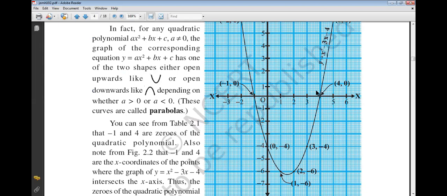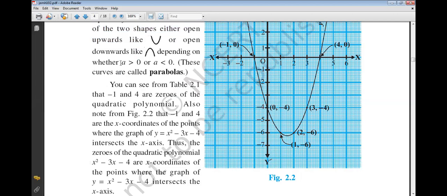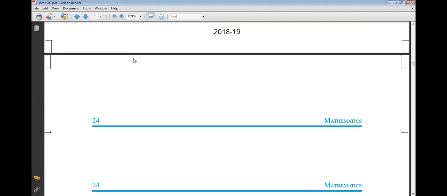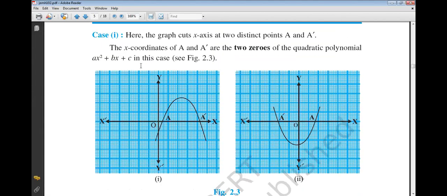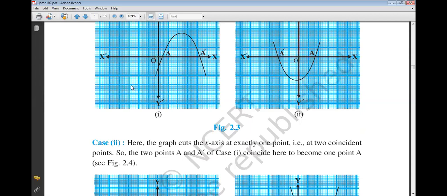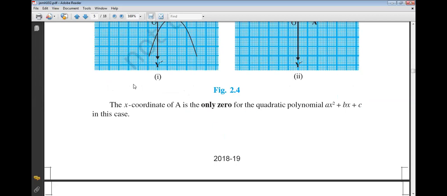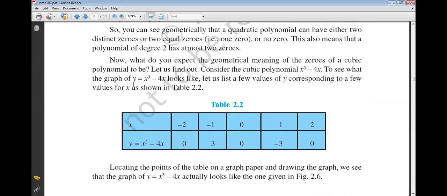Then we studied about this graph. This is for a quadratic polynomial. It has how many zeros? 2. And you can see that y is equal to ax square plus bx plus c can be one of two shapes, either open upwards or downwards, depending upon a, that is the coefficient of x square. So this was the part which we studied. Then these are the different cases which we can see. Based on it, geometrically we can define the zeros.